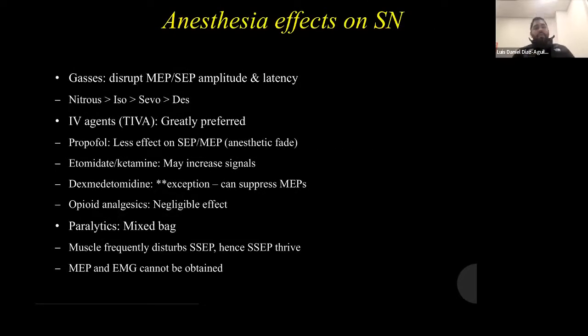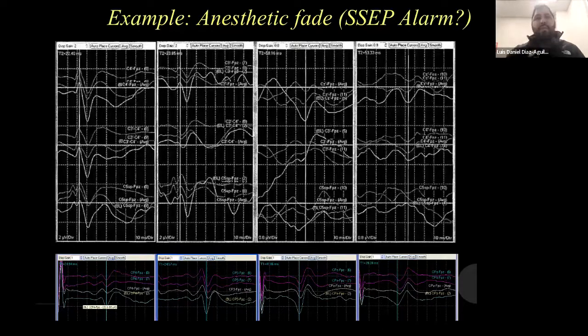Now, it's impossible to discuss neuromonitoring or electrophysiology without highlighting the effect of anesthesia on its modalities. So the halogenated gases are very well known to disrupt MEPs and SSEPs, amplitude and latency, the greatest being nitrous and so on, which is why electrophysiologists strongly prefer the use of IV agents, or TIVA. Listed below are several other effects from propofol, dexmedetomidine, opioids, etc. But the emphasis on TIVA will help reduce the effect of anesthetic fade, which can be commonly seen with propofol.